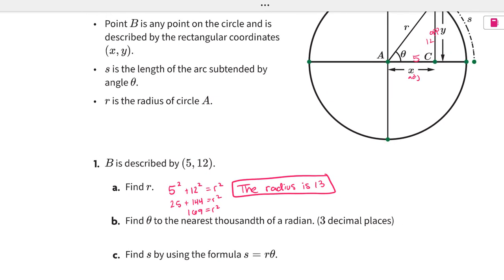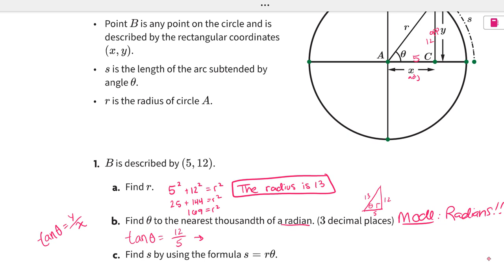That's 3 decimal places. Well, if we know all 3 sides of the triangle, we can use any of the sides to find theta. I'm going to use 5 and 12 because we already have them, but we could use that 13 if we wanted. So I'm going to say tan of theta is our opposite 12 over adjacent 5, or y over x, right? Tan of theta is y over x. And it says to the nearest thousandth of a radian, so make sure your mode on your calculator is in radians.